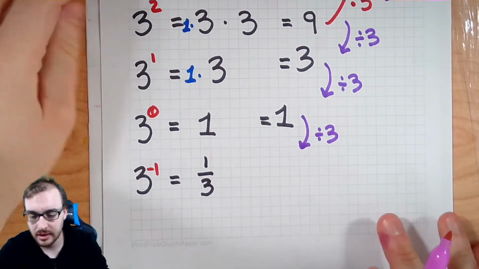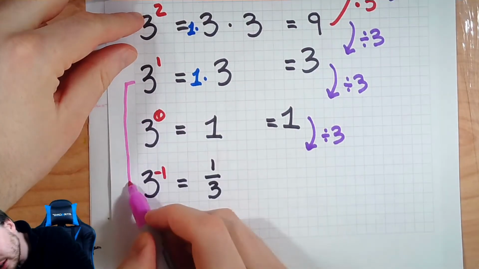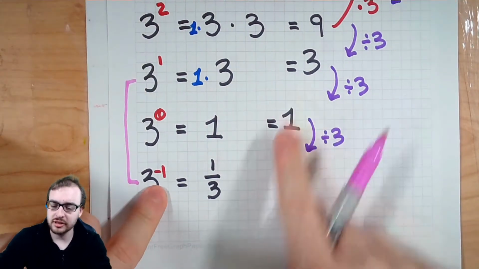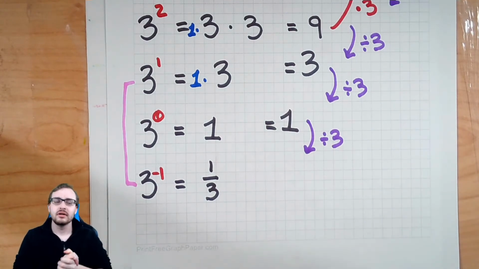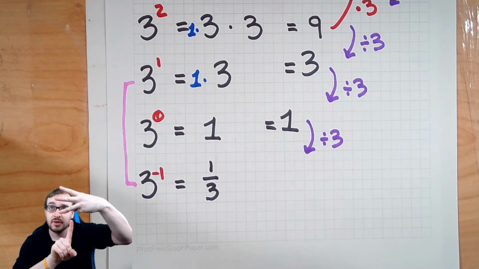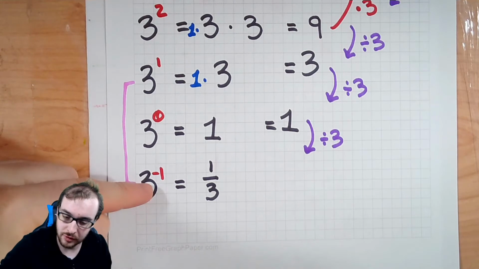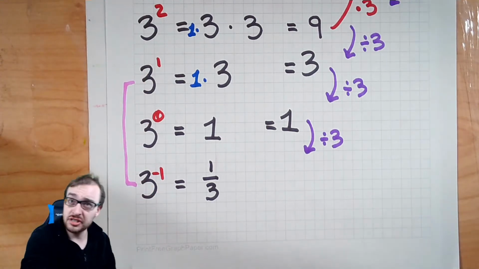Wait a minute. I'm noticing a pattern. Doesn't mean it's true, but I am noticing a pattern. 3 to the first is just 3. 3 to the negative first is 3, but flipped. And you know what I mean by flipped, right? Reciprocated. 3 can be written as 3/1 as a fraction, right? And if I flip that, I get 1/3. So it looks like 3 to the negative first is the same thing as 3 to the first, just flipped. Let's see if this pattern holds.